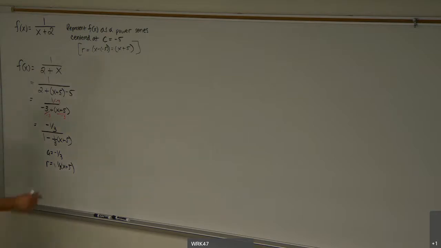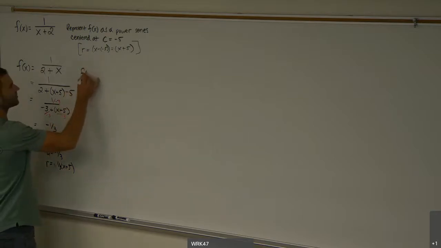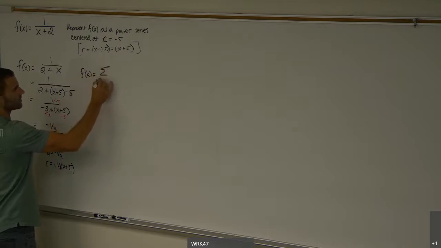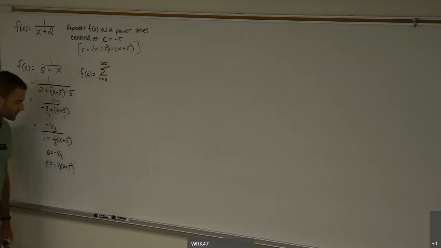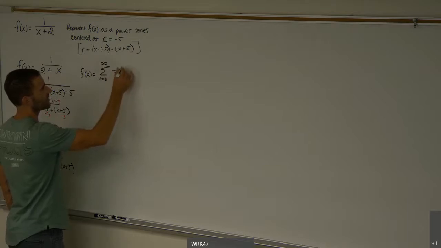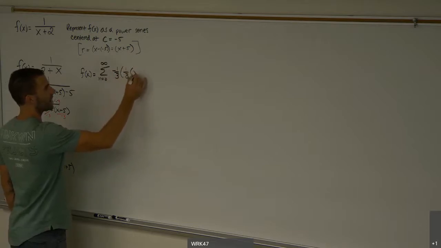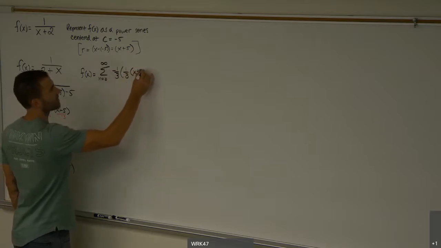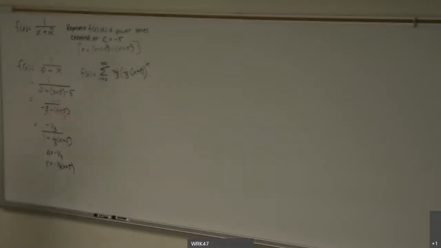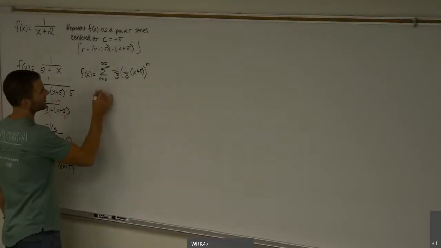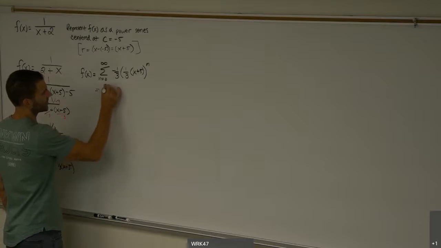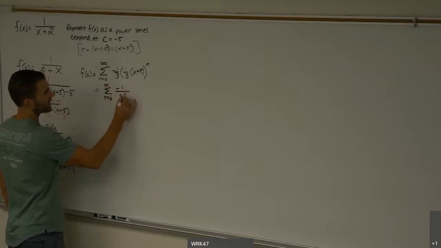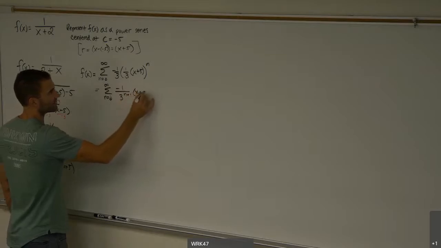And we can write this as a power series then. So we get f of x equals the sum from n equals 0 to infinity of ar to the n. So negative 1/3, 1/3 x plus 5 to the n. Distributing the nth power so I can bring out that constant gives me negative 1 over 3 to the n plus 1, because 3 to the n and another 3, x plus 5 to the n.